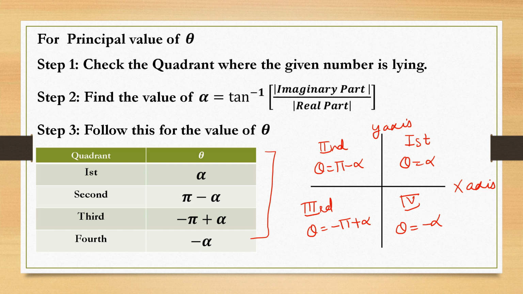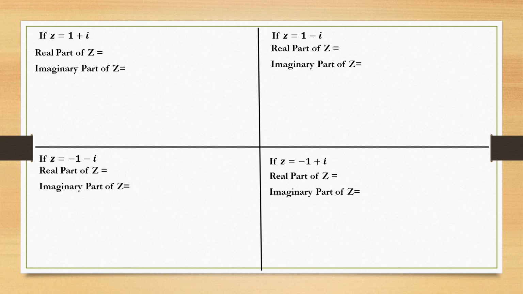Now let's understand this along with an example. Let's check how to write this number into r cos theta plus iota sin theta form. For the first one, what is the real part? The real part is 1 and the imaginary part is also 1. So what will be r? R will be the square root of 1 squared plus 1 squared. So that will be root 2, right?